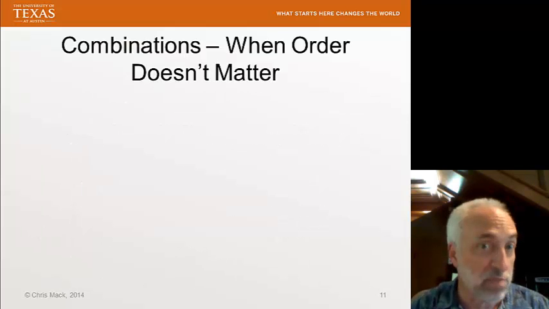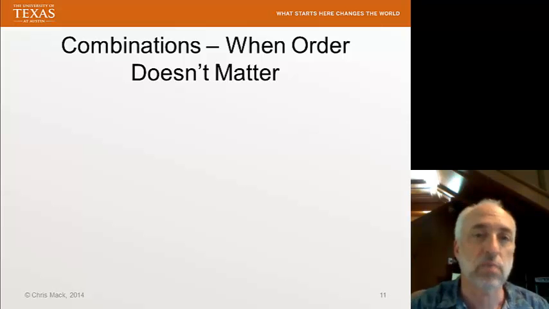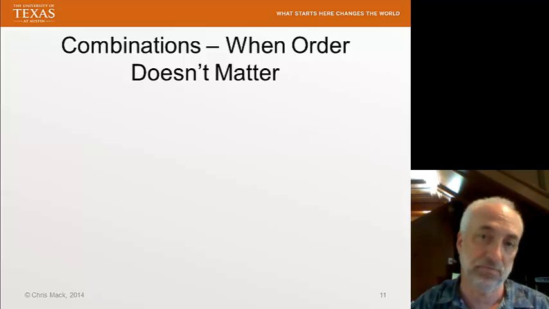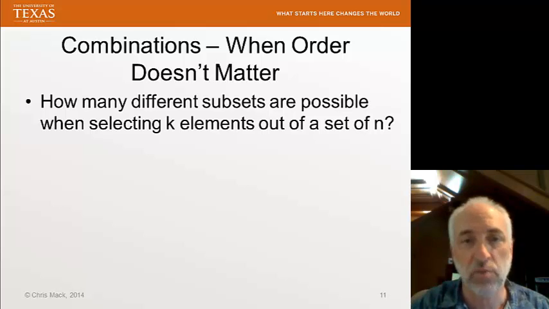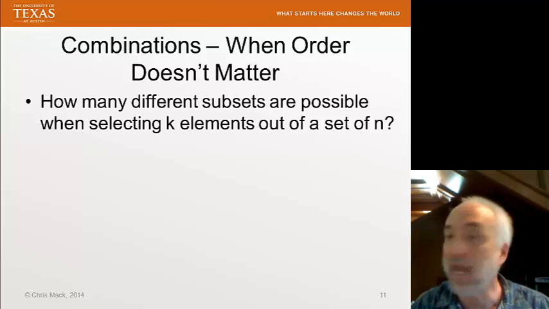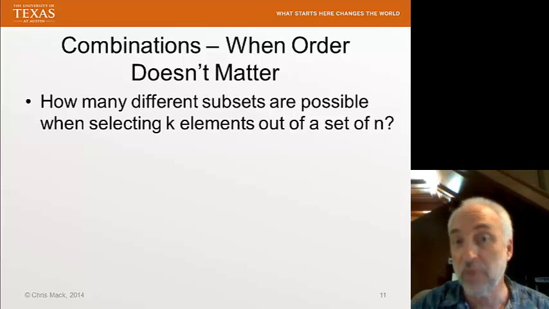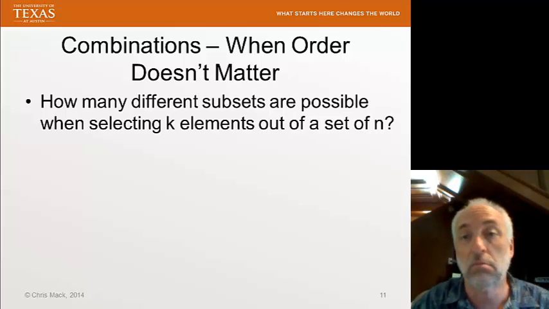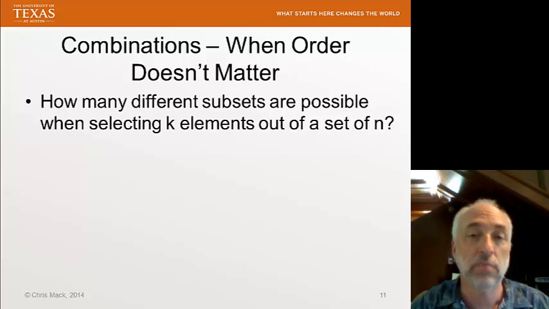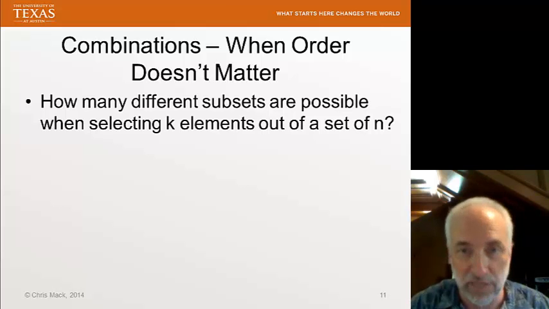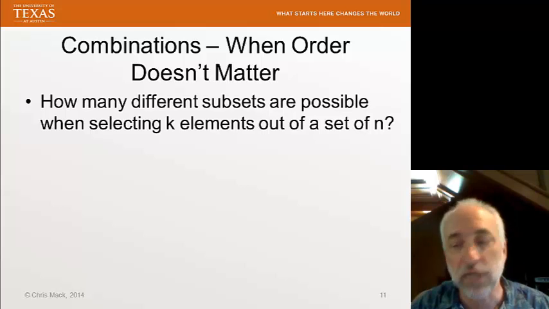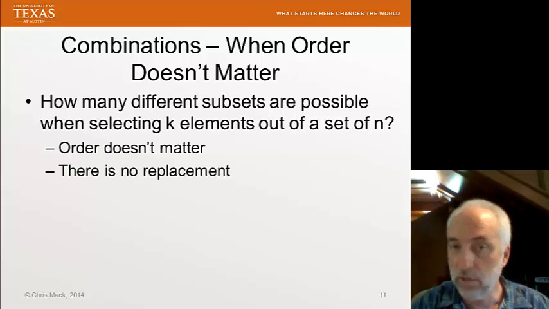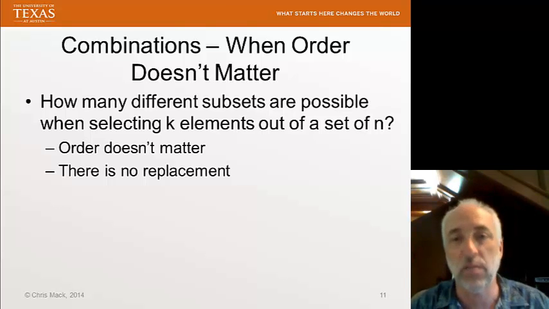But sometimes order doesn't matter. When order doesn't matter, we don't call it a permutation, we call it a combination. How many different subsets are possible when selecting k elements out of a set of n? Now remember, for a subset, the order doesn't matter. And I'm going to select exactly k elements for my subset out of a total of n. Now, how many different subsets are possible? This is called a combination. Order doesn't matter, but there is no replacement. Once I pick an element out, I don't put it back. It's not available to be picked again.